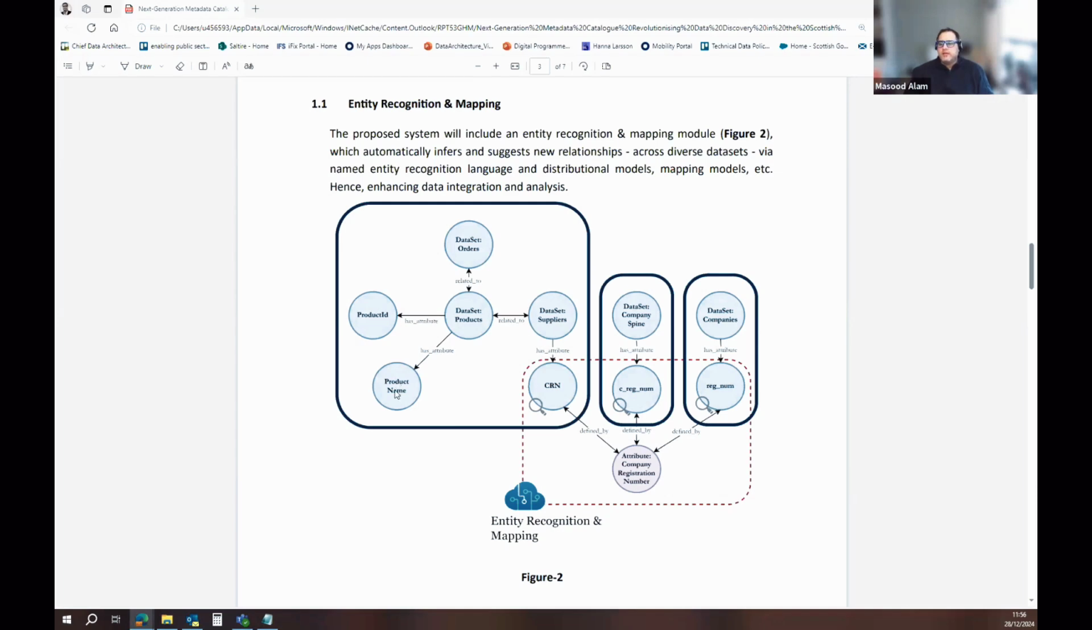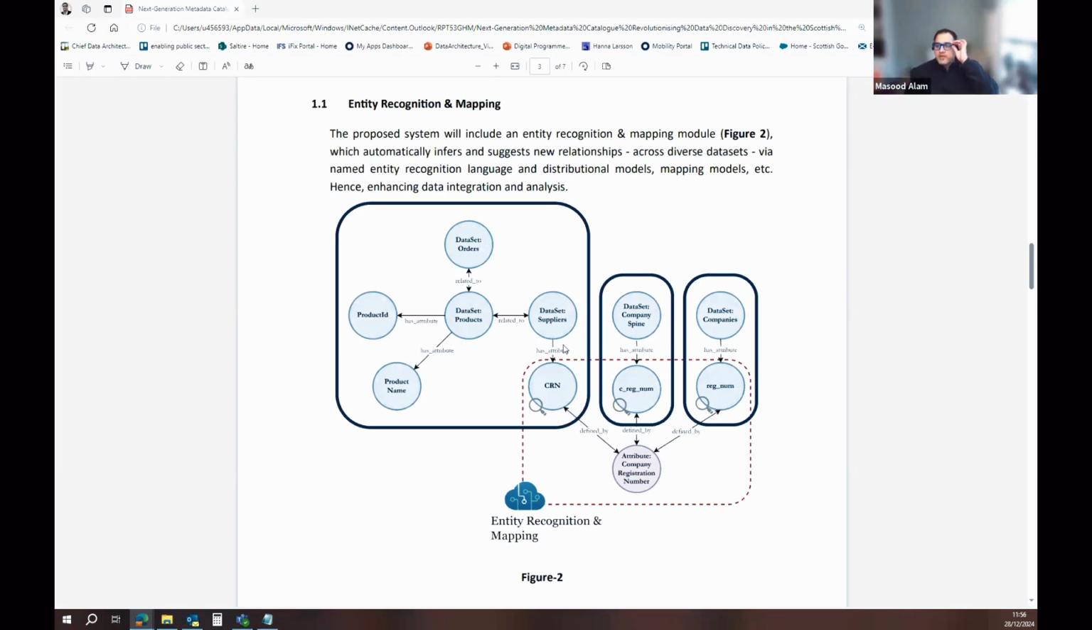For example, product name, product ID in the database, and that product is actually also related to another data set which is stored elsewhere in the system, and those data sets are related to the orders that we are receiving, and then that data set product is also related to suppliers who actually supply those products to the company.